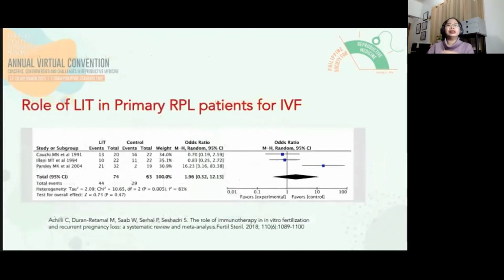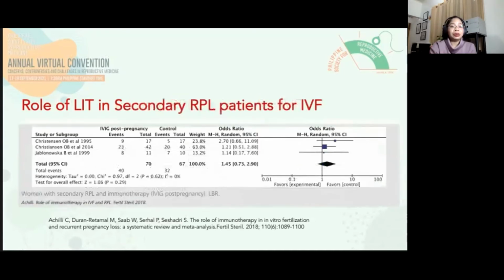Now, how about the role of LIT in primary and secondary RPL patients undergoing IVF? This is answered by this meta-analysis done by the group of Achille et al., published in 2018. As we can see here, there is no difference in the live birth rates between the patients who were given LIT versus the control. And this is for primary RPL patients. And we have a similar result for secondary RPL patients. There's no difference in the live birth rates for secondary RPL patients given LIT versus the control. And these are patients for IVF.